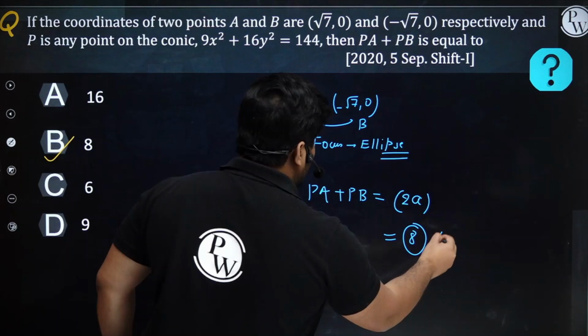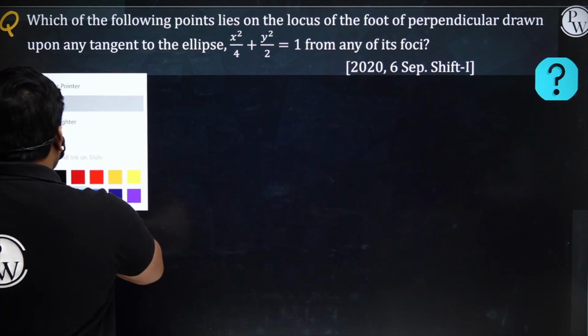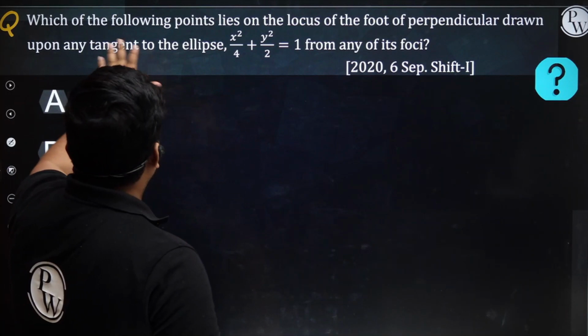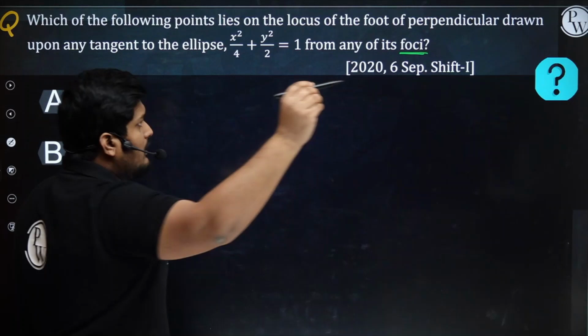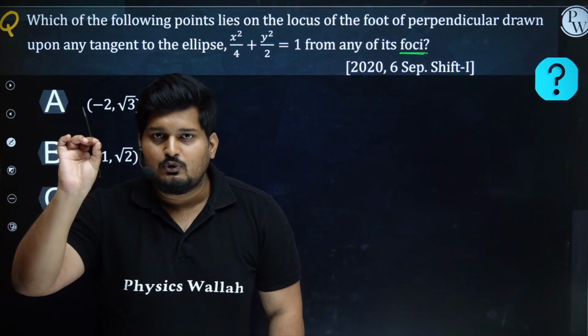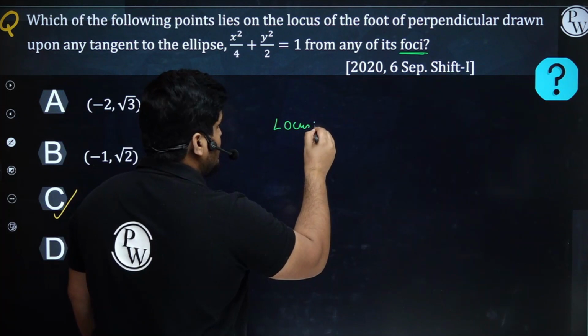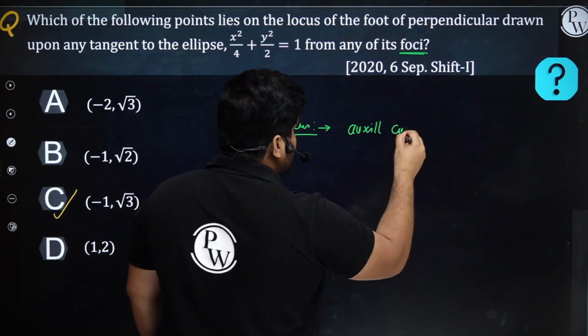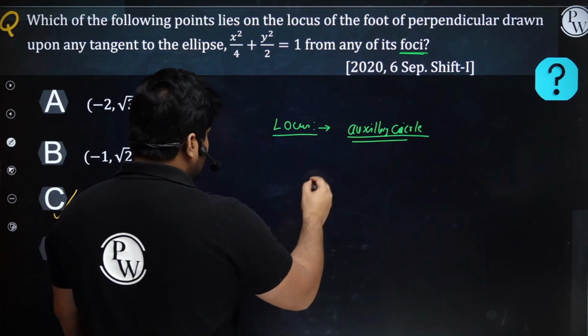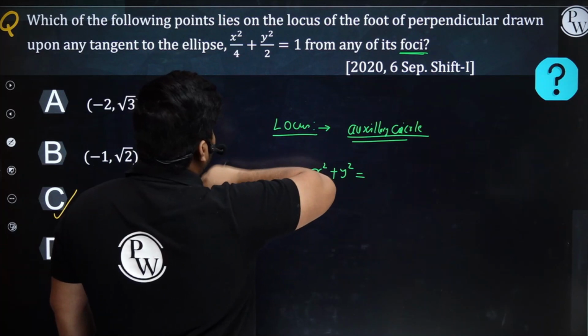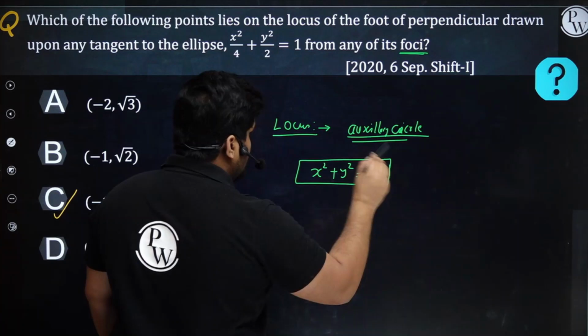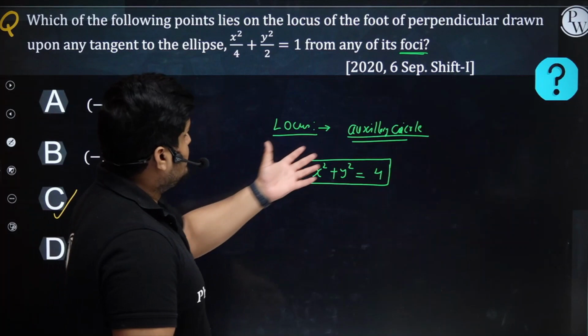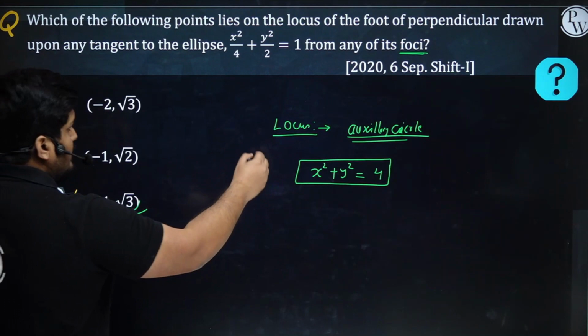Moving to the next question now. Which of the following points lies on the locus of the foot of the perpendicular drawn upon any tangent to the ellipse from any of its foci? Now again, this is a direct property. If we are drawing the foot of the perpendicular from the focus, then the locus is the auxiliary circle. If it is the auxiliary circle, what is the equation? Concentric, and the radius is equal to the semi-major axis, so it is x square plus y square equal to 4. Which one of these points lies on it? Obviously (−1, √3). How simple the questions were in 2020. Within 2-3 seconds we are solving questions. The property is a direct property based on locus and the auxiliary circle. Moving on to the next question.